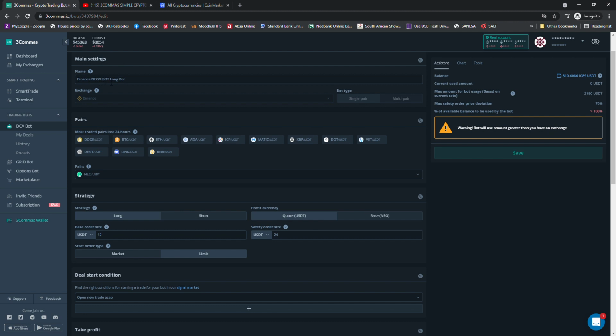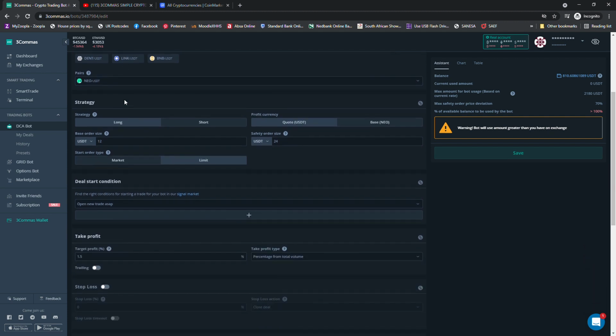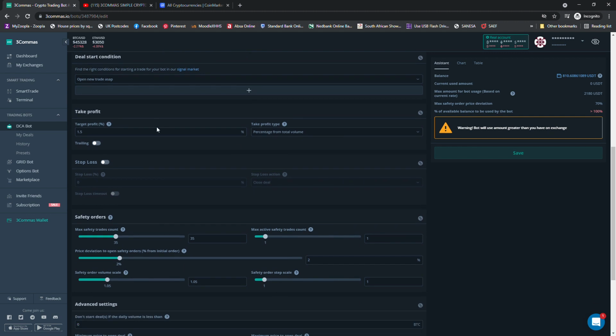So anyway, I'll show you the settings that I changed. Basically, this is the Neo USDT long bot. And they're always long, by the way, always going long. They're not short, they just go long. I had a base size of 12 US dollars. The safety order size was double, and quote USDT means that I kept my profit in dollars, not in the coin itself, which the guy that I was following kept his profit in the coins. I wanted to keep it in US dollars in case the coins came down in price. So I didn't lose anything, but then I didn't gain the profit if the coins went up. But then I figured that I would be trading them anyway at a 1.5% profit. So if I come down to the settings here, it was take profit at 1.5%.